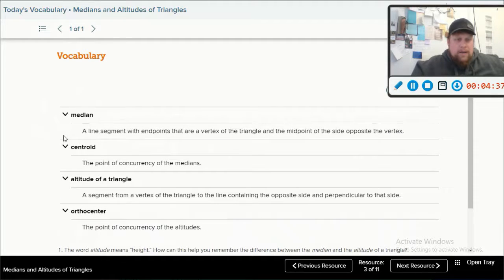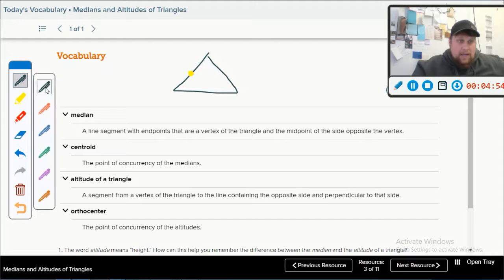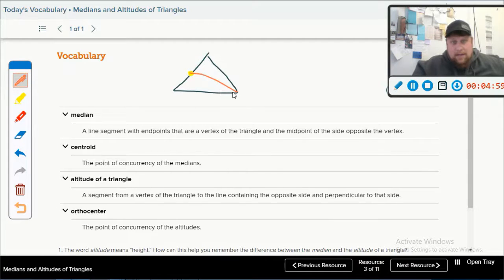We have the median, which is a line segment with endpoints that are a vertex of the triangle and a midpoint of the opposite side. So let me kind of draw that for you. That's going to look like this. Imagine that this point right here is the midpoint. The median line would be a line, imagine I drew it straight, that connects the vertex to the midpoint. Okay? That's called a median.